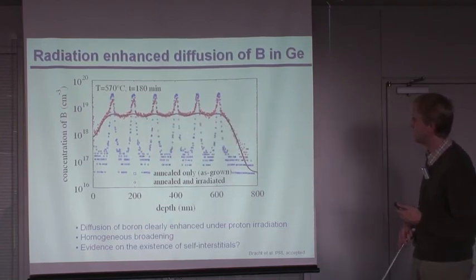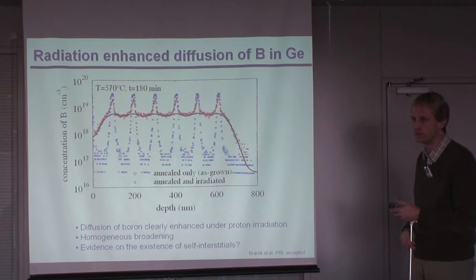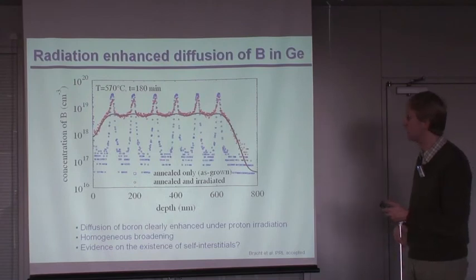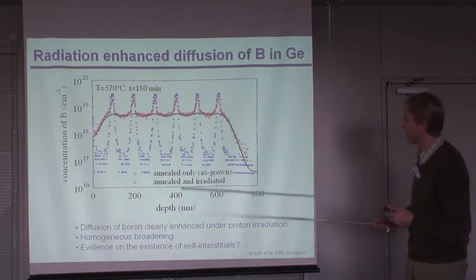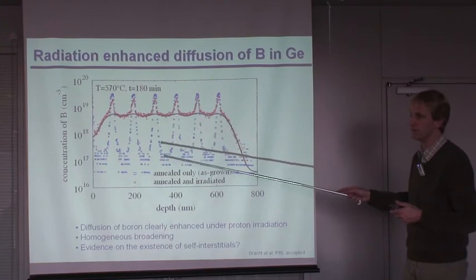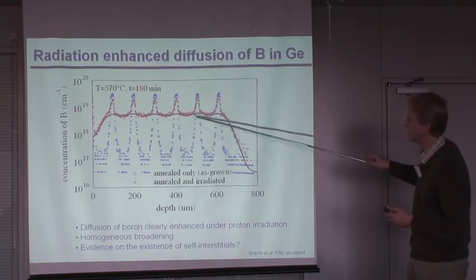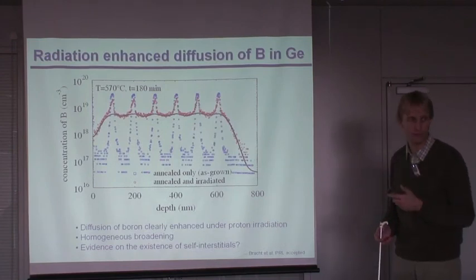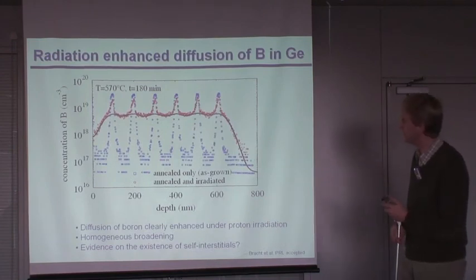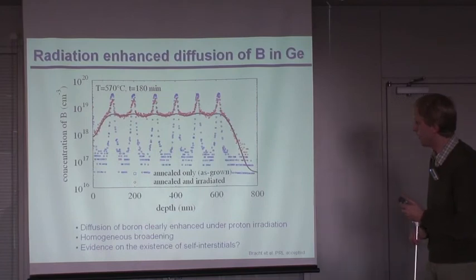So the covered part of the sample reflects the as-grown profile of boron, and the red one shows a very strong enhancement. Under normal thermal equilibrium conditions, boron doesn't want to move. It's a very, very slow diffuser in germanium. It's even slower than germanium self-diffusion. But under irradiation, it goes like crazy, as you see here. But you also see some spikes left. These are very likely some precipitates, which we have to determine by TEM in the near future.